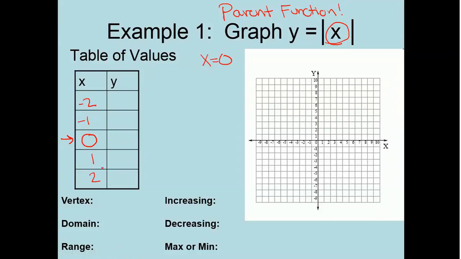Otherwise, you're just going to get one side and you're going to be like, why is it a line, Miss Marsh? And then you're going to be confused. So make sure we always set whatever's inside the absolute value bars equal to 0 and then put some numbers around it.